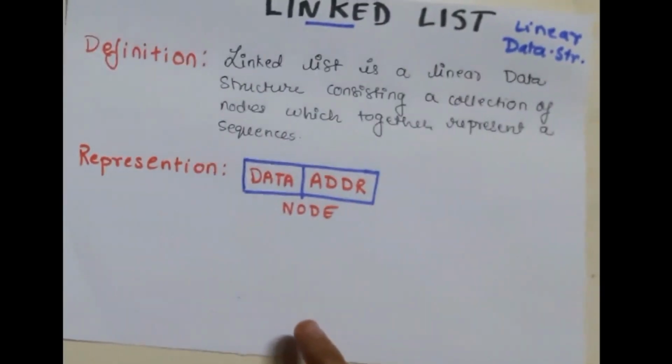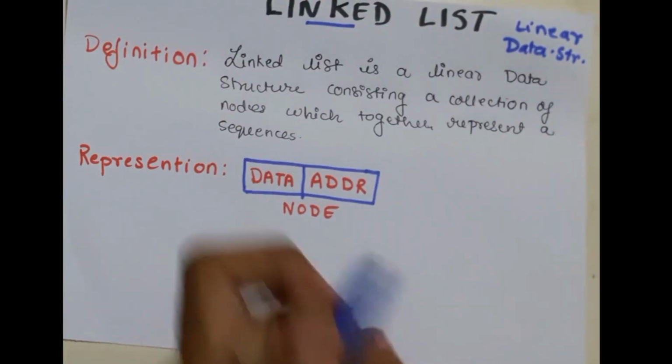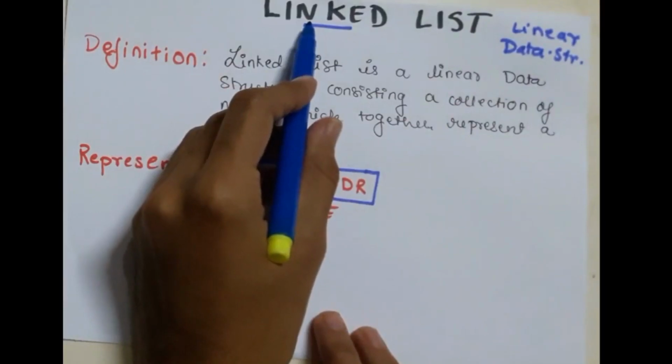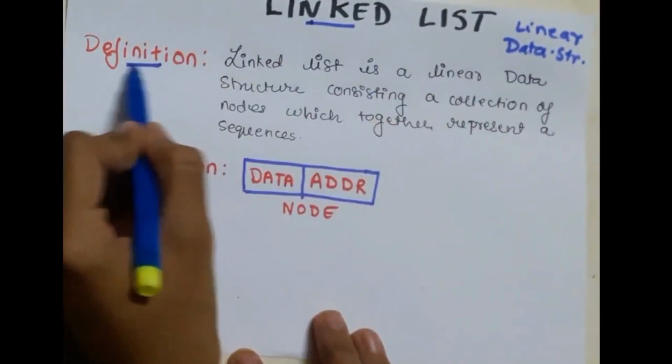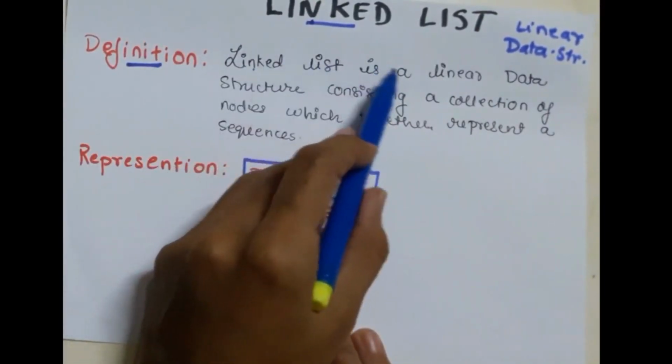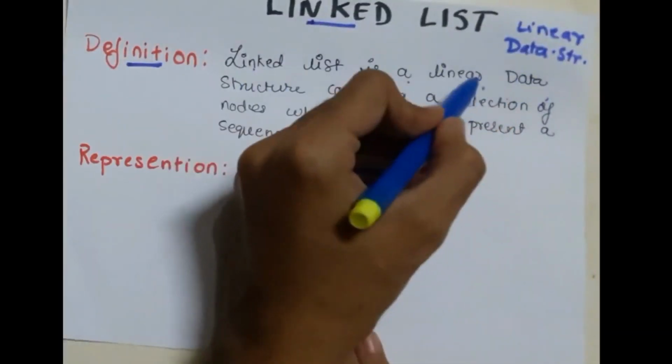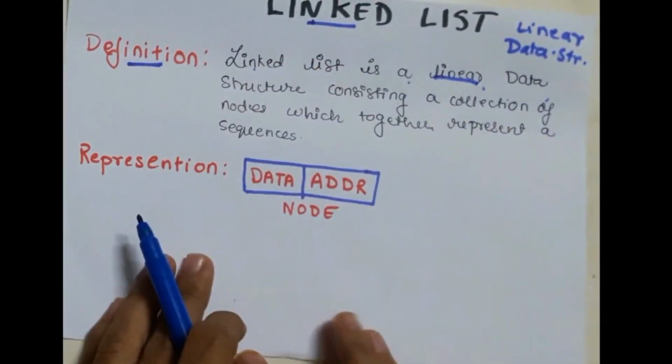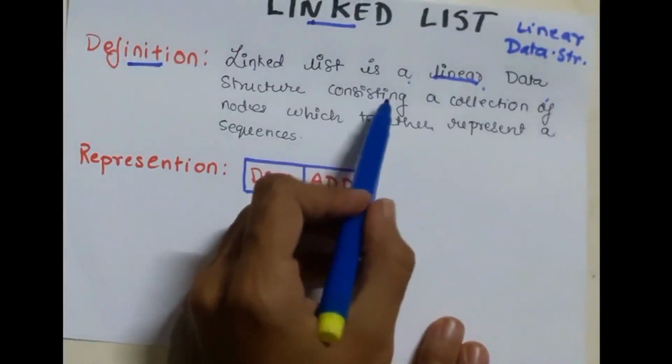So in my previous lectures, we have seen two linear data structures, that is stack and queue. And today we will see the next linear data structure, that is linked list. Okay, now starting with the definition. Linked list is a linear data structure. As I have said, like stack and queue, this is also a linear data structure.